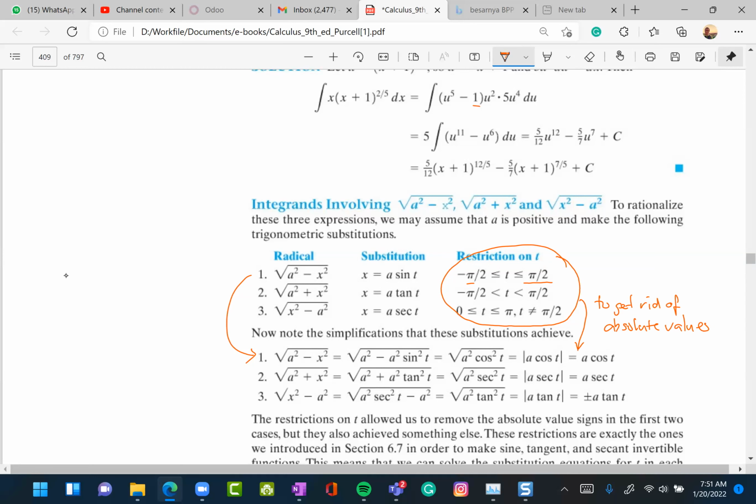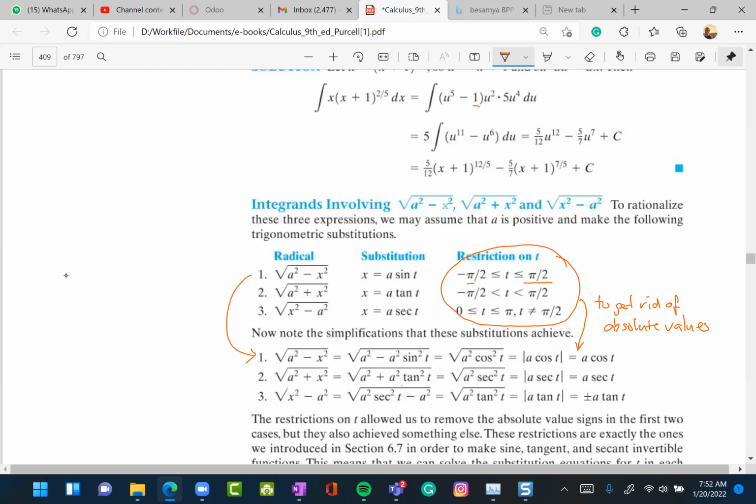Okay. So make sure, for example, here in the second one, you have a plus sign, so a squared plus x squared. So we take x equals a tangent, because tangent squared here, and we take the square root, so take a out. 1 plus tangent squared is secant squared. Okay, so we have this.